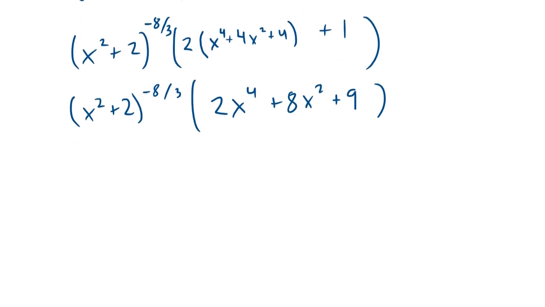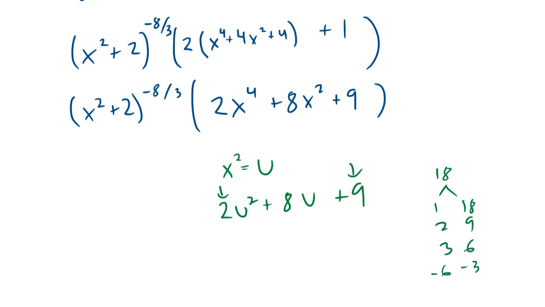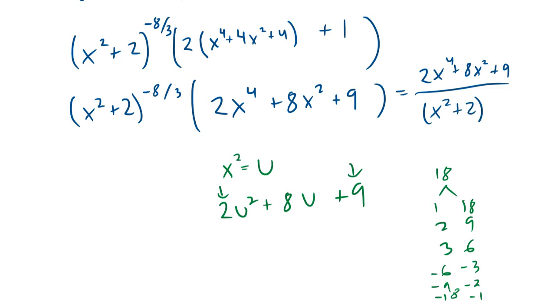If I wanted to try to factor it further, I could think about this as like, well, x squared is kind of like u, so this is like 2u squared plus 8u plus 9. And if I want to factor that, I would do 2 times 9 is 18. Factors of 18. None of the factors of 18 add up to 8, so it's not going to factor. So I have 2x to the 4 plus 8x squared plus 9 over x squared plus 2 to the 8/3 power. I could do the cube root of x squared plus 2 to the 8th power, but that's fine.